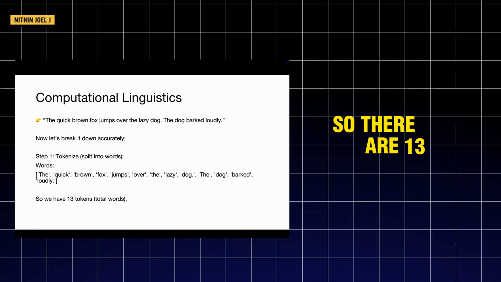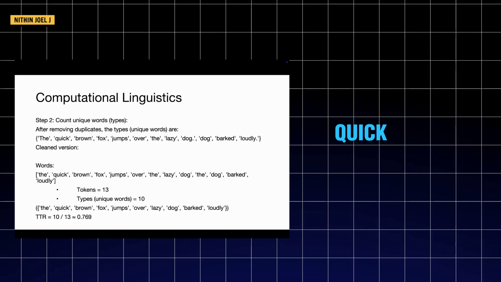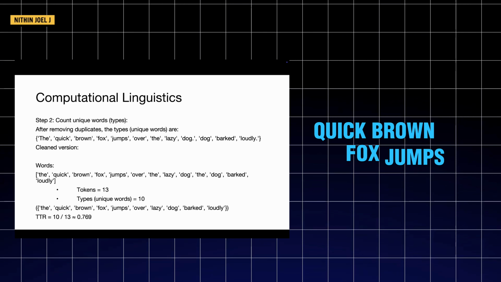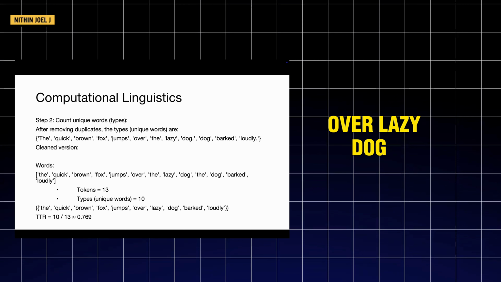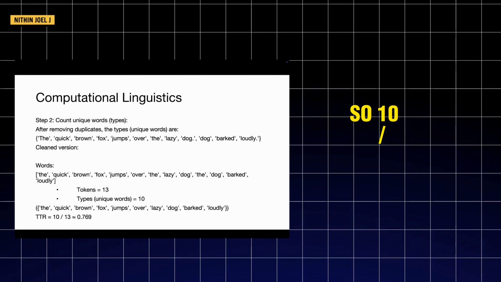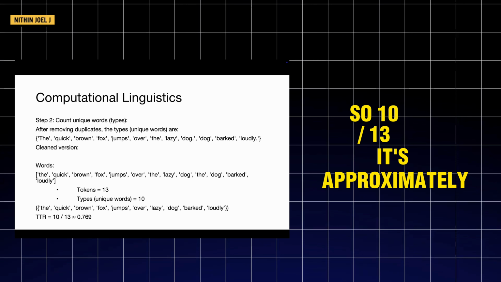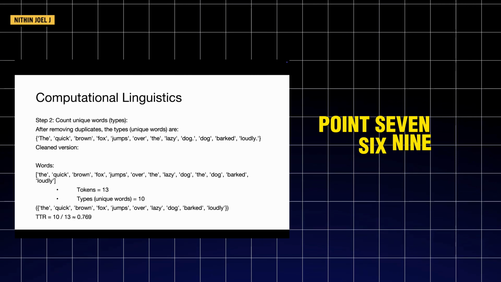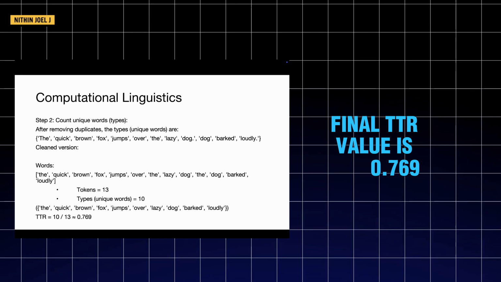So there are 13 total words, and the unique words are: the, quick, brown, fox, jumps, over, lazy, dog, bark, loudly. So there are 10 unique words. So 10 divided by 13 is approximately 0.769. So the final TTR value is 0.769.